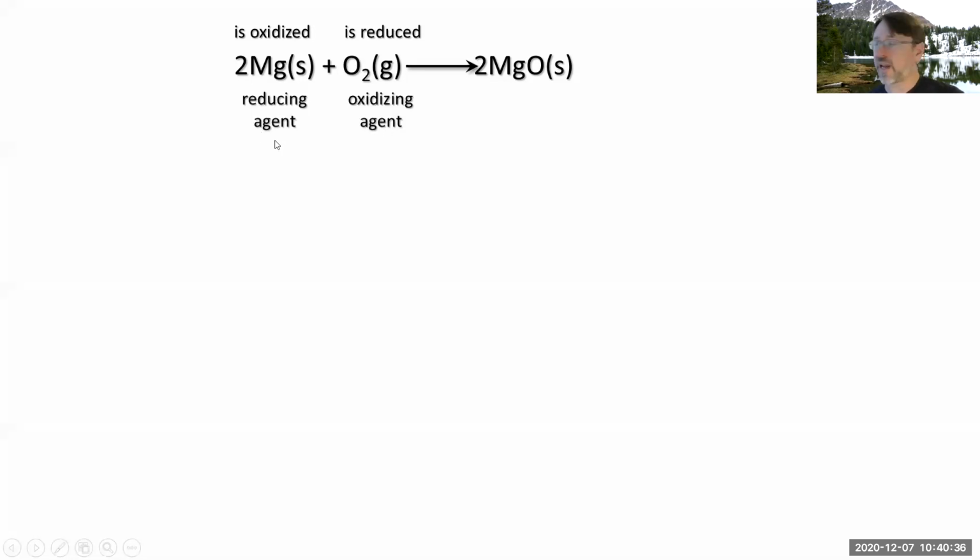So the reducing agent is oxidized. The oxidizing agent is reduced. When you're talking about it in terms of the agent terminology, you're saying, what does it do to the other thing? Okay, so that's the terminology there. And there's an abbreviated way to say reducing agent and oxidizing agent. They're called the reductant and the oxidant. Okay. So the thing that oxidizes something else is the oxidant or the oxidizing agent.